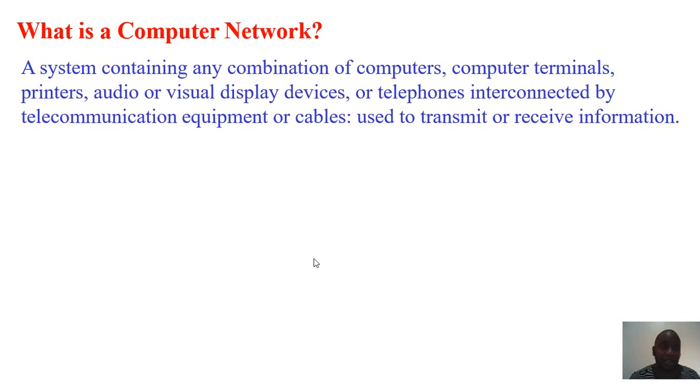A network is a system containing any combination of computers, computer terminals, printers, audio or visual display devices, or telephones interconnected by telecommunication equipment or cables, and used to transmit or receive information. To give a simple definition of a computer network, a network is basically two or more computers connected through a cable or a wire or a space which share resources.